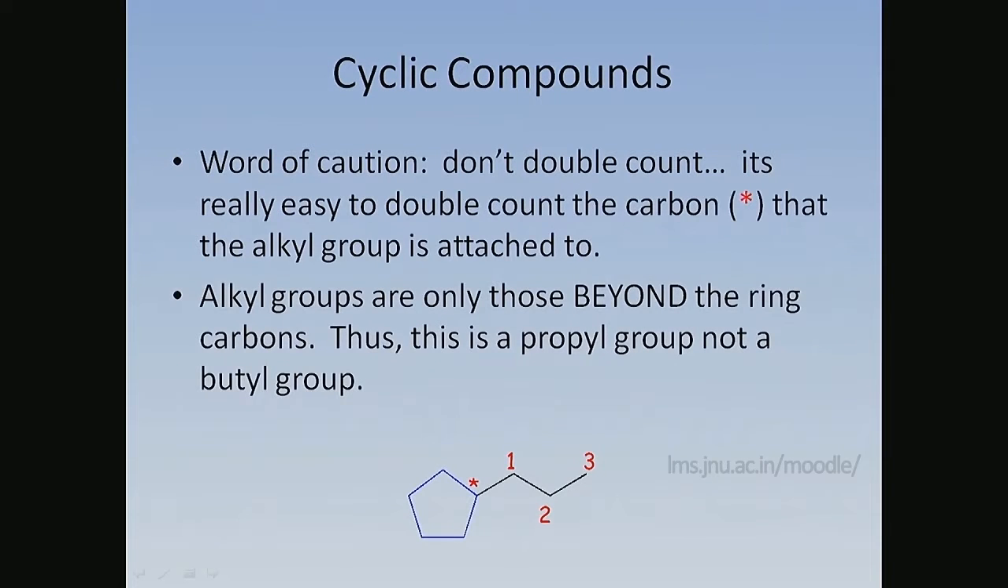And if we take this compound, we have another cyclopentyl unit, but the side chain is a 3 carbon propyl unit, 1, 2, 3. But you have to remember one thing, don't double count. When you are looking at the side chain, the cyclic system's carbons should not be included in the naming.